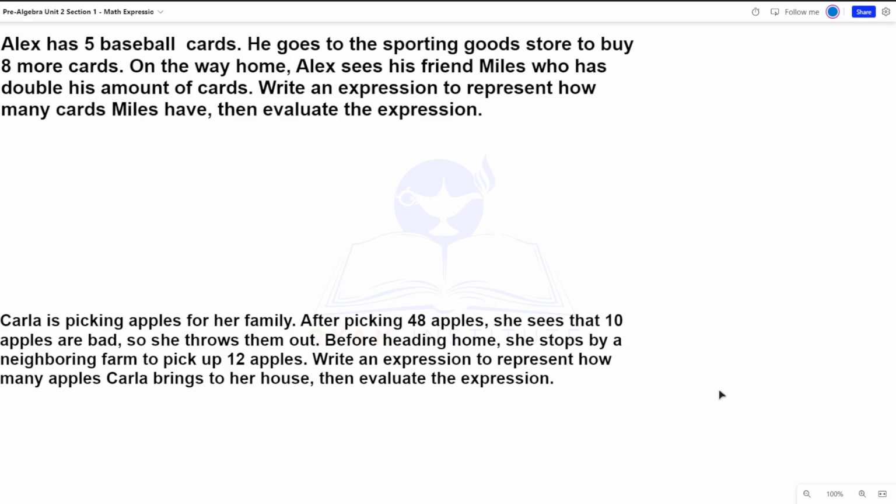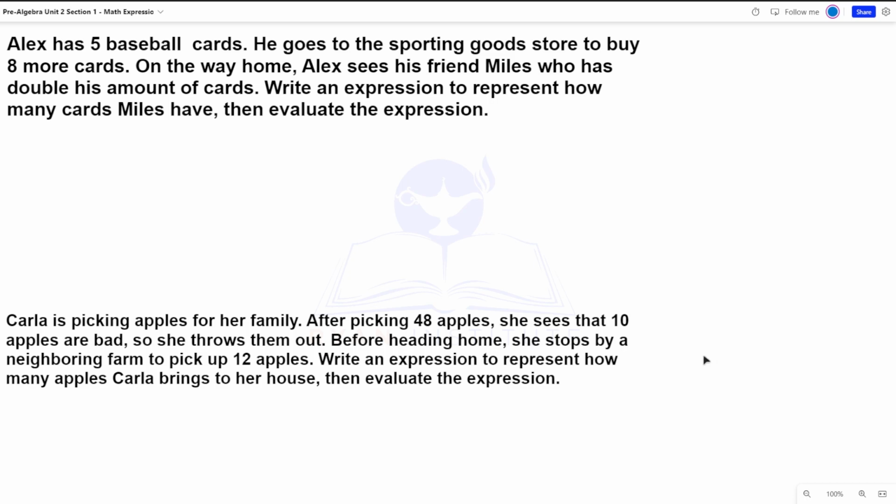So I want you to pause the video and see if you can solve these two word problems. Alright, let's begin. Alex has 5 baseball cards. He goes to the sporting goods store to buy 8 more cards. On the way home, Alex sees his friend Miles, who has double his amount of cards. Write an expression to represent how many cards Miles has, then evaluate the expression.